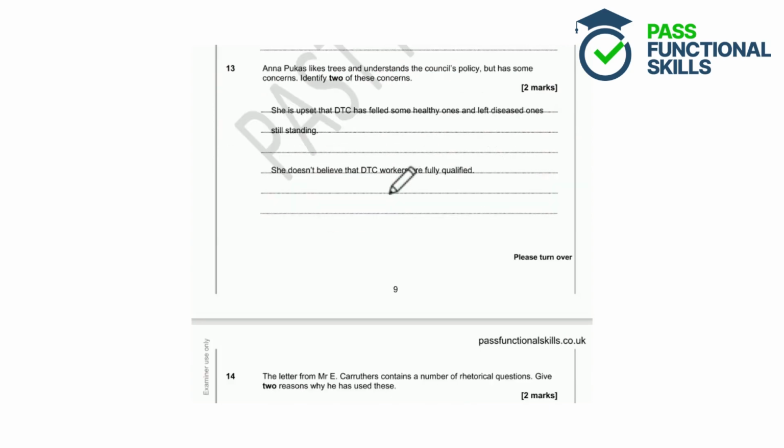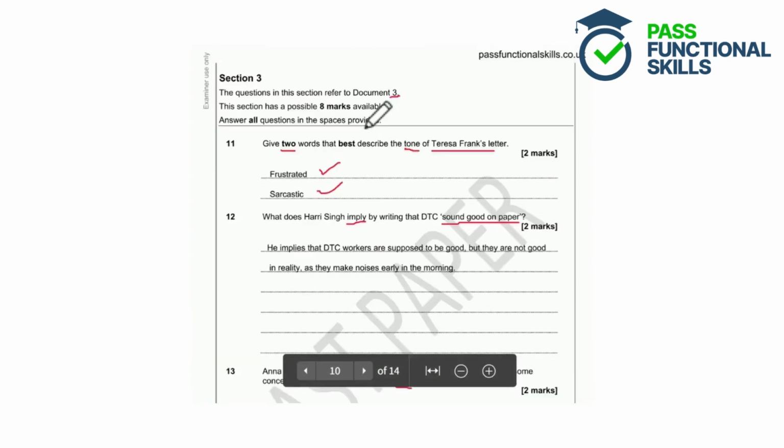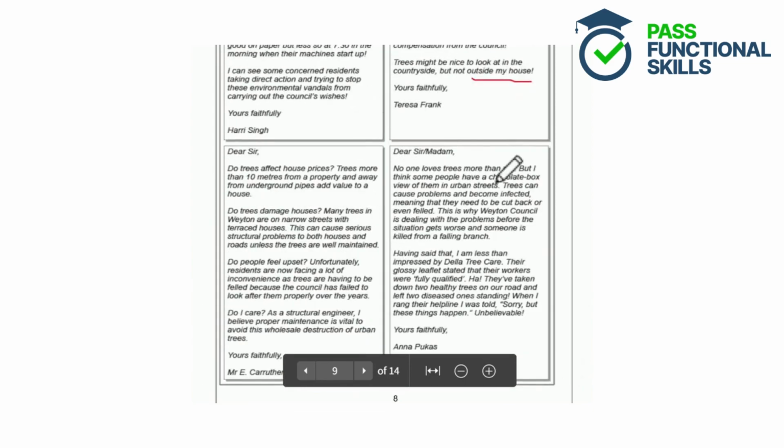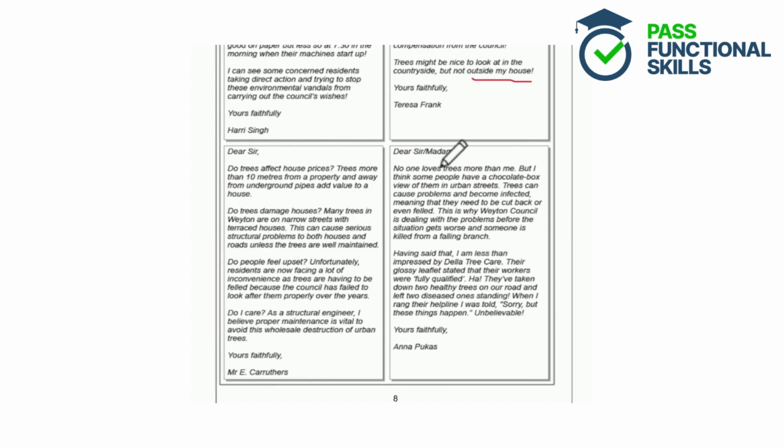Question 13, Anna Pukas likes trees and understands the council's policy, but has some concerns. Identify two of these concerns. So we're looking at Anna's contribution, and she understands the council's policy, but she has some concerns, and we need to identify two of these concerns. So if we scroll up to the source again, and we can see Anna's contribution is here.